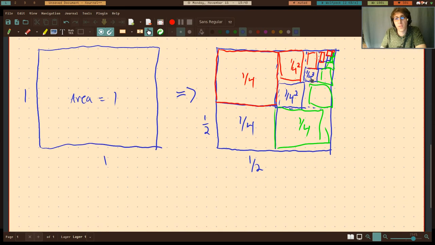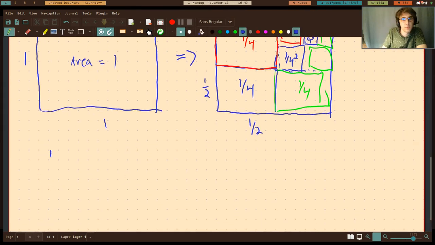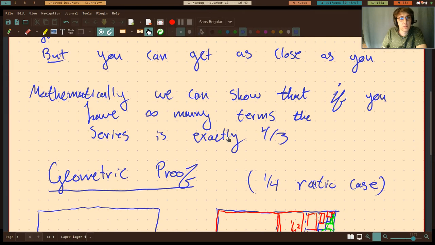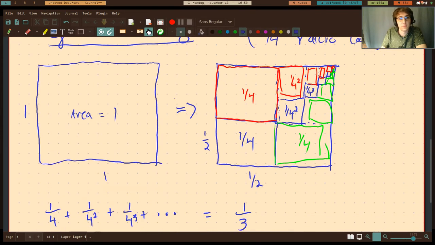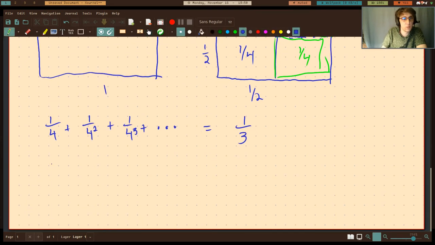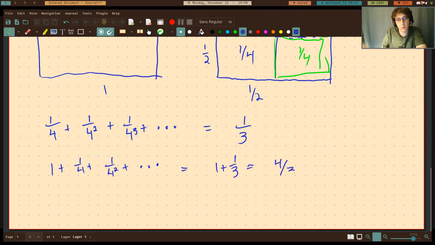And with 3 different copies, that means 1 copy, which is a fourth, plus 1 fourth squared, plus 1 over 4 cubed, plus on off to infinity, is equal to a third. But the original series had a 1 in front. You can think of that as the original square. So 1 plus a fourth plus a fourth squared plus yada yada yada is 1 plus a third, which is 4 thirds.